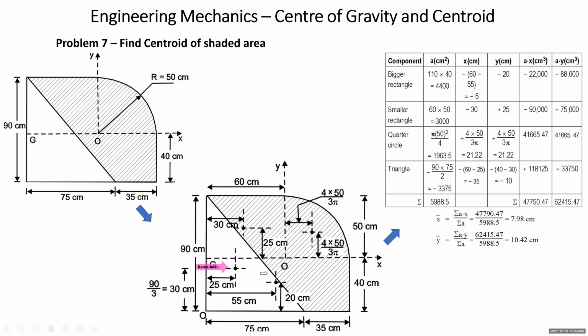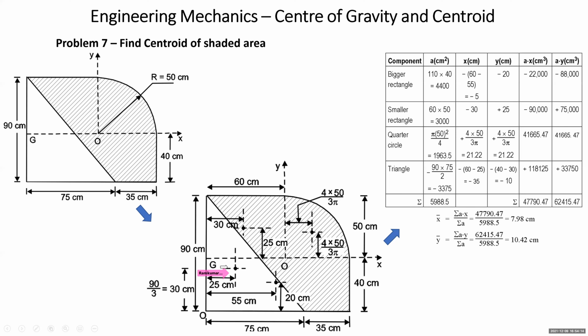Area we have taken negative, 90 into 75 by 2. This point is left of the y-axis. Can you see that? This dimension is 25, but your y-axis is here. So this point is still left of the y-axis. You can see that the centroid of the triangle is left of the y-axis.